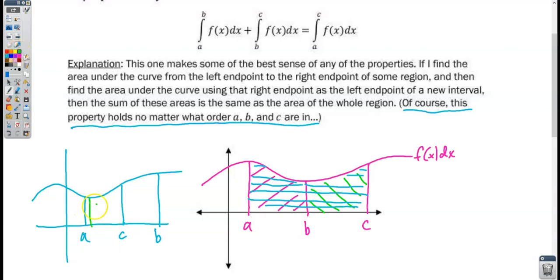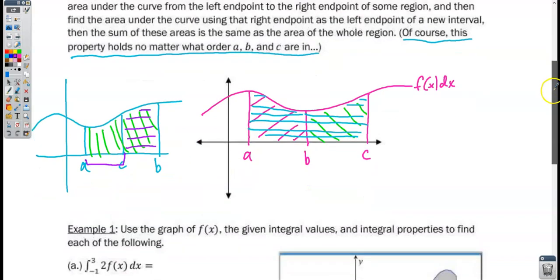which represents the whole area here, plus the integral from B to C. Now the integral from B to C, since B is to the right of C, is taking away this area, and what's left is the integral from A to C, the green area that you see here. So that one applies no matter what order A, B, and C are in. But that's a good integral property for us to use.